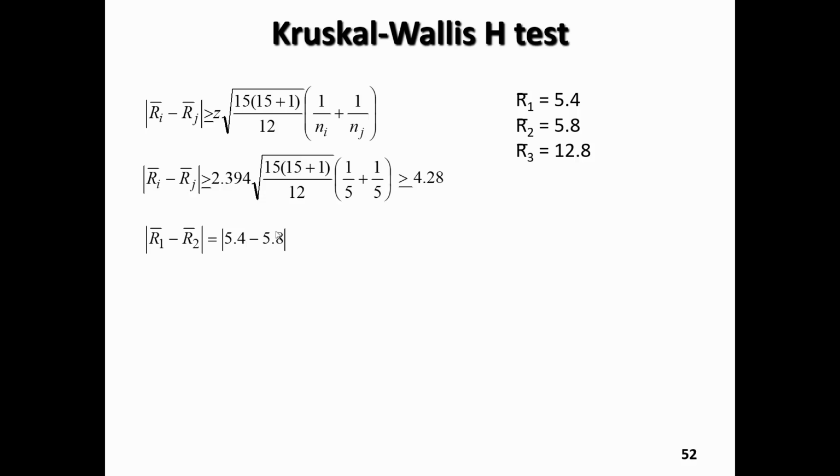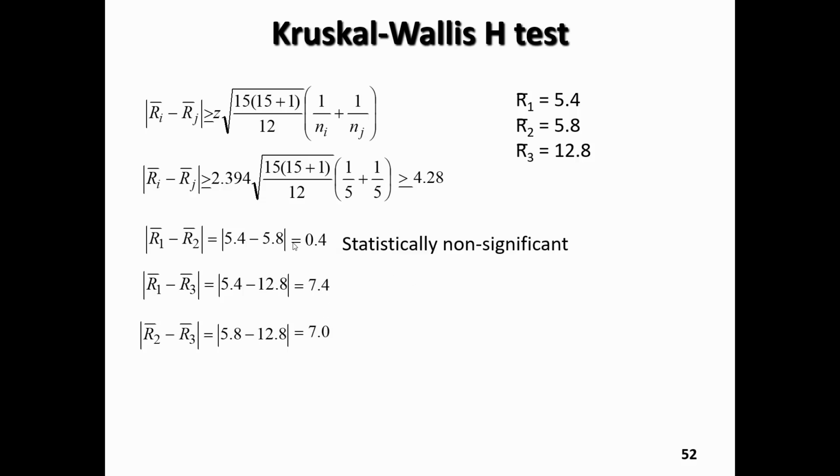So we substitute the averages of 5.4 and 5.8, and we set up the equation for the comparison between group 1 and group 3 and group 2 and group 3, and we just substitute the average ranks. Calculating, we have a difference of 0.4 between the average ranks of these two groups, 7.4 between group 1 and group 3, and 7.0 between group 2 and group 3. And so the 4.28 becomes our standard to compare these values against.